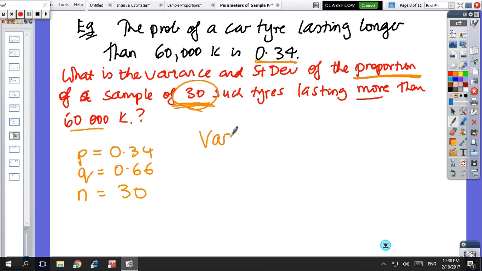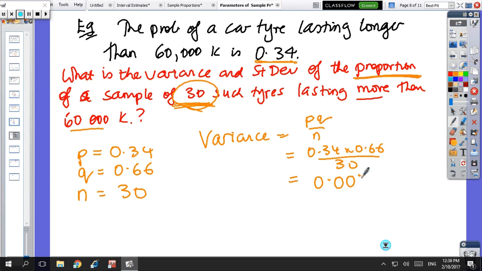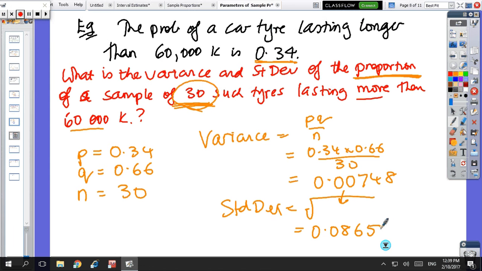And so the variance equals PQ over N, which is 0.34 times 0.66 over 30. And on my calculator, I get 0.0748. And the standard deviation equals the square root of that number, and that equals 0.865. So that's how you would use these new approaches. Okay, so copy that and come across.